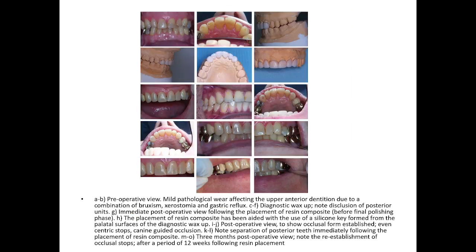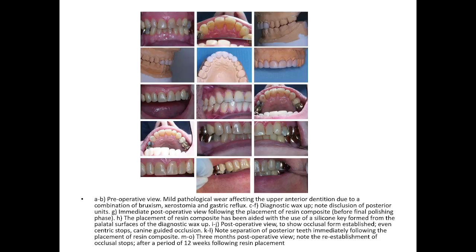And this is also another case for a patient who's having mild pathological wear affecting the upper anterior dentition due to a combination of bruxism, xerostomia, and gastric reflux. So a diagnostic workup has been done. We noticed the disclusion of the posterior units in the immediate post-operative view following the placement of the resin composite before the final polishing phase. The placement of the resin composite has been aided with the use of a silicone key formed like an index from the palatal surfaces of the diagnostic workup.